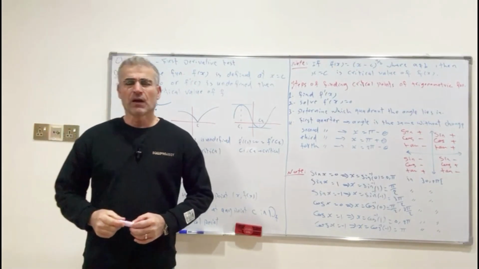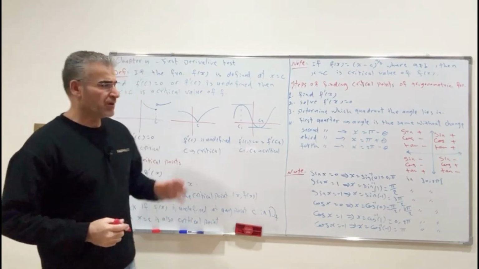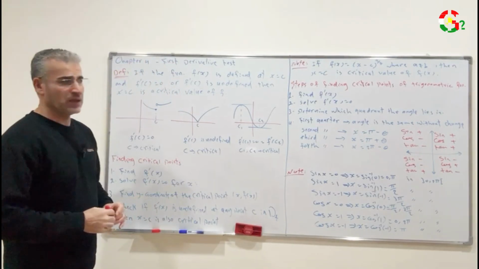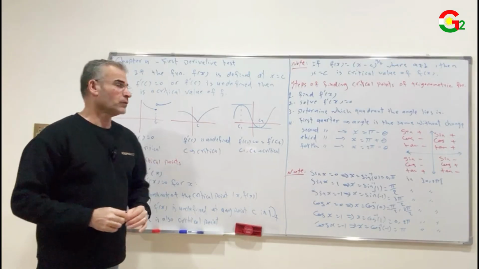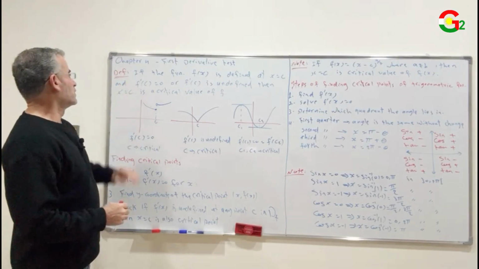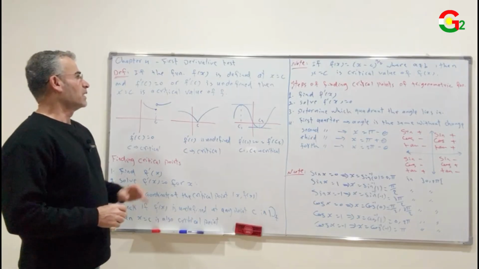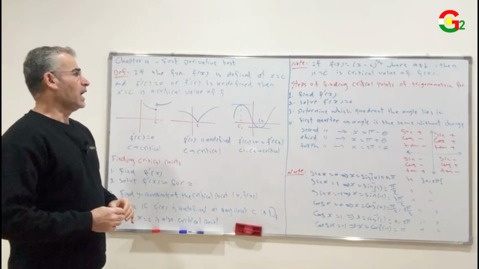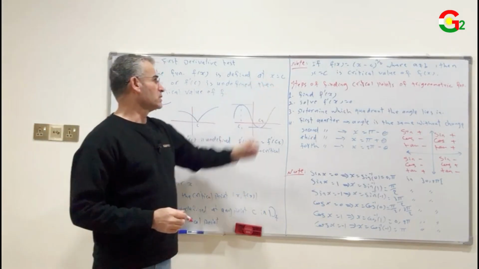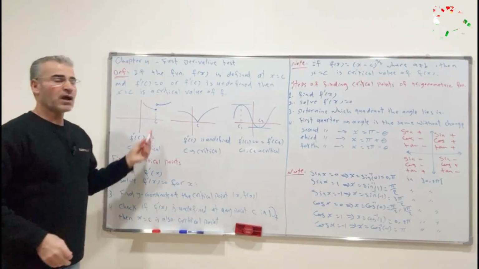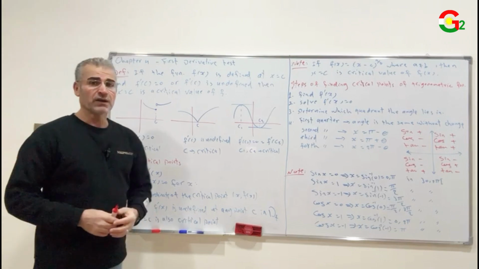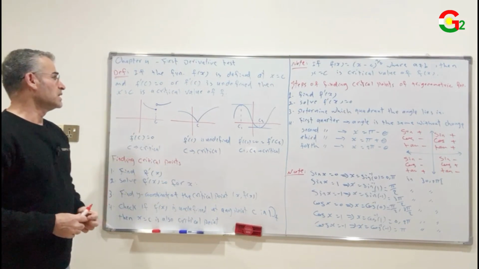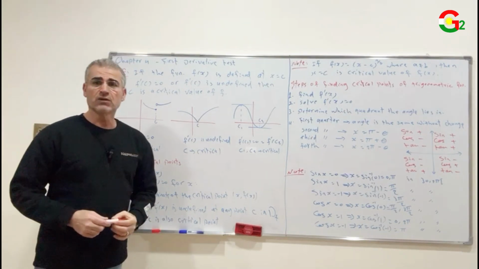Everyone, the headline of our lesson for today is First Derivative Test, Chapter 4, Lesson 4.1. Definition: if the function f of x is defined at the point x equals c and f prime of c equals 0, or f prime of c is undefined, then x equals c is called a critical value of f.